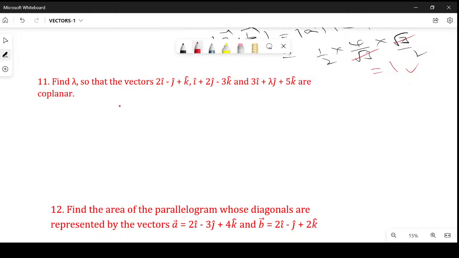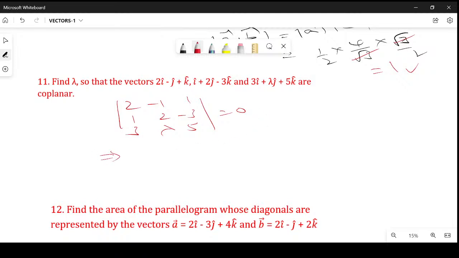So in a very simple way, I can consider the determinant of 2 minus 1 1, and 1 2 minus 3, and I can write 3 lambda and 5, equal to 0. We expand this, we can find the lambda value. Whenever the given vectors are coplanar, the scalar triple product equals 0. You write all the vectors as a determinant, it will be 0.